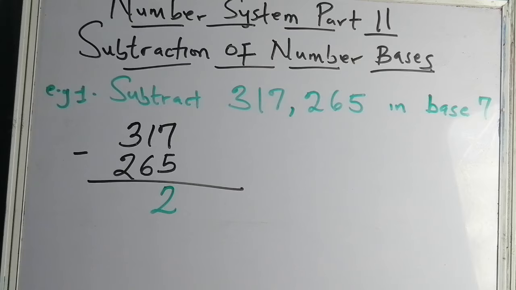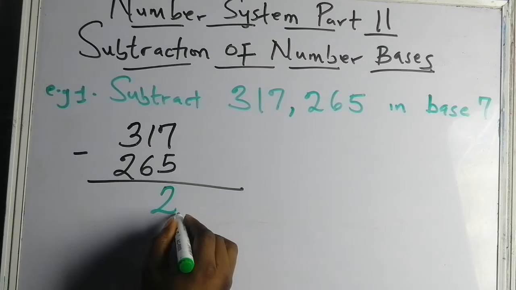In this case, it's in base 7. 7 minus 5 is 2. 2 is not up to 7, we write the answer out. And this is in base 7 now.